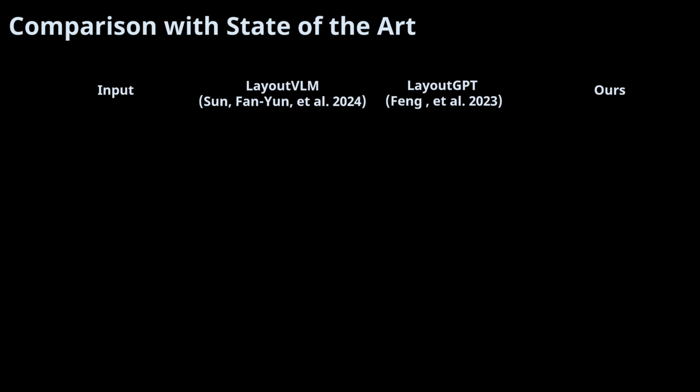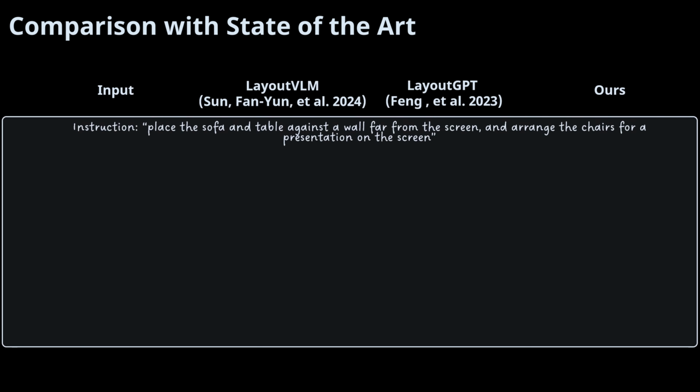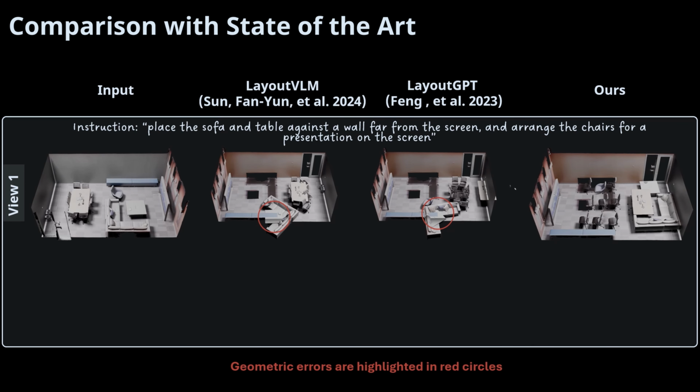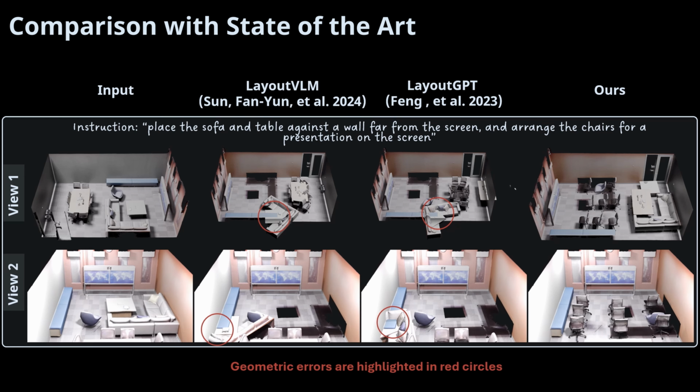We compare ScanEdit with state-of-the-art scene synthesis methods Layout VLM and Layout GPT. Layout VLM uses VLM capabilities coupled with differentiable optimization to edit the input scene. Layout GPT adopts an LLM-based approach for layout generation. ScanEdit generates more physically plausible outputs that can follow high-level functional instructions.